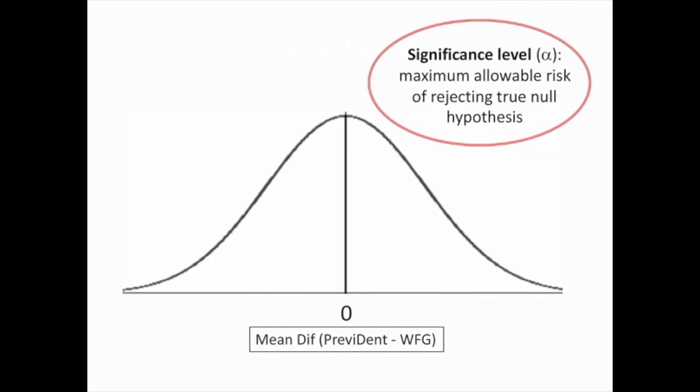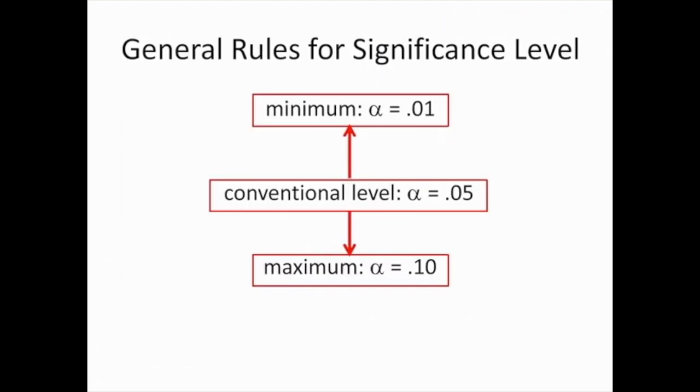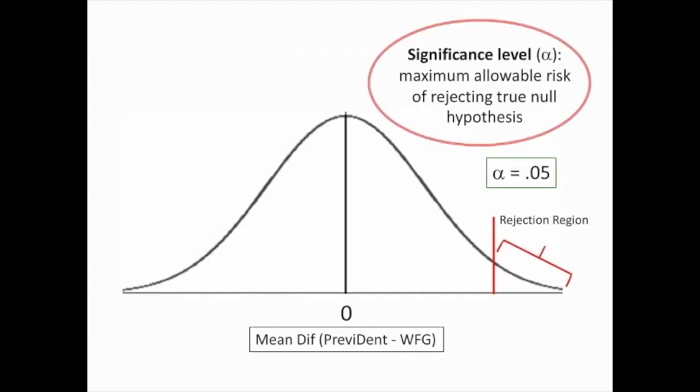The researcher has already set her significance level, which is never set lower than 0.01, 1%, and never higher than 0.10, 10%, with the most common being 0.05, or 5%. In this case, the researcher set her significance level at the conventional value of 0.05, or 5%.